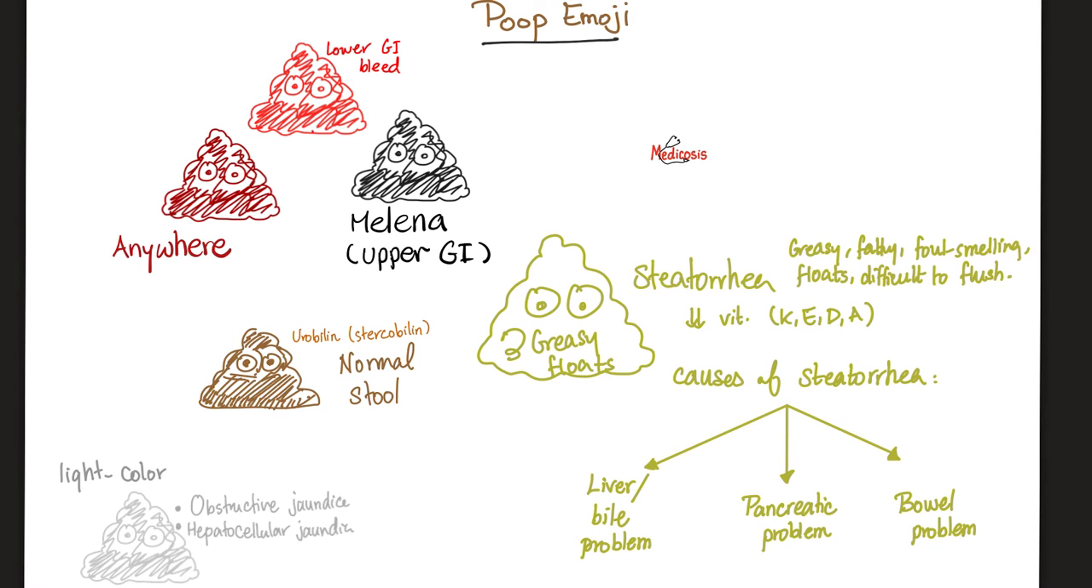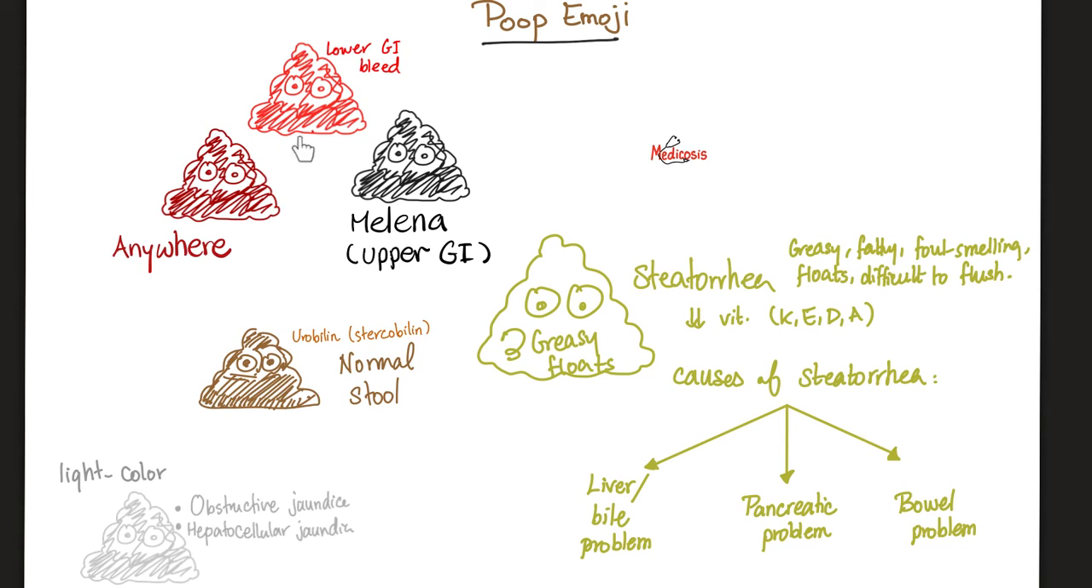And this is my favorite slide, the poop emoji. Normal stool should look like this. It should be brown. Why is it brown? Stercobilin or urobilin. Where did I get urobilin from? From urobilinogen. Where did that come from? From bilirubin. And where did that come from? From the liver. And where did the liver get the bilirubin from? From the blood. And how did the bilirubin form in the blood? From biliverdin. And where did the biliverdin come from? From hemoglobin, which came from your red blood cells. So normally stool should be brown.